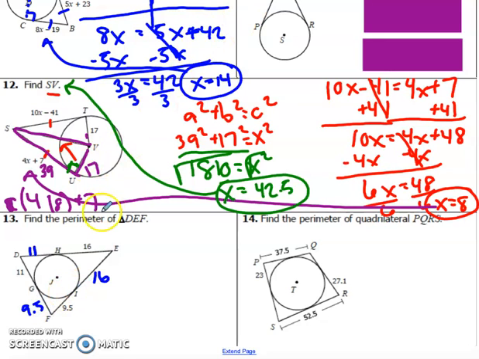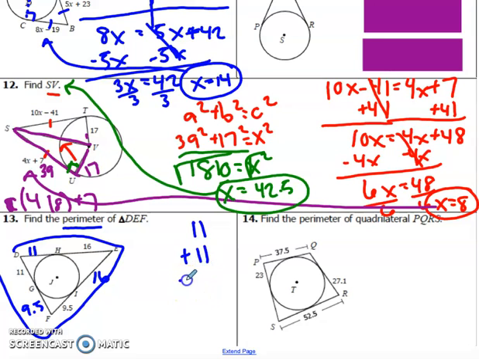So now it wants me to find the perimeter of triangle D, E, and F, which is all of it. So with perimeter, you're going to add everything up. So you've got two 11s to add up, you have two 16s to add up, and then you have two 9.5s to add up all of that. So if you type that in the calculator, you are going to get 73.